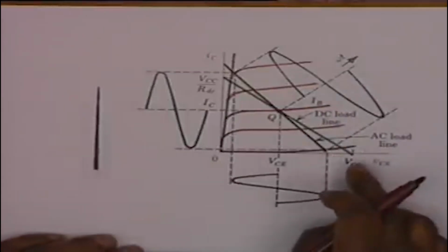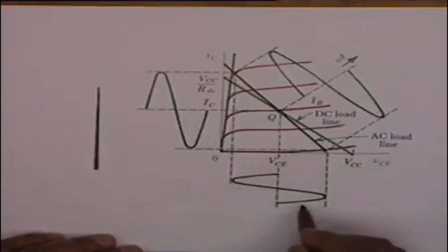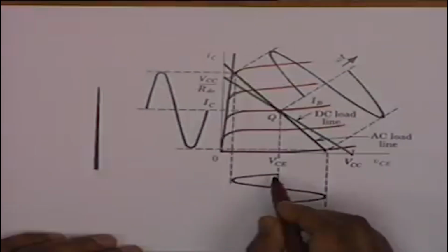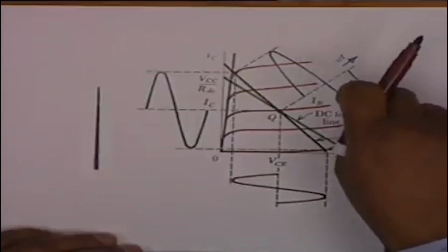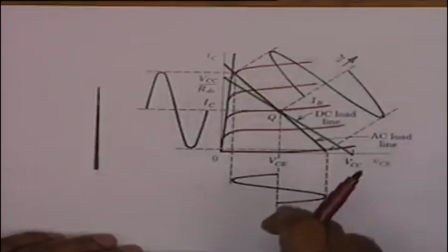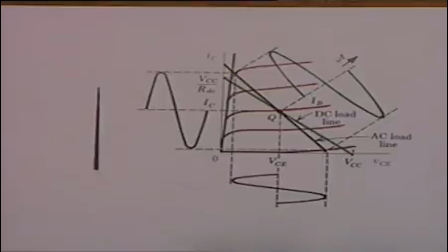The corresponding variations in the collector to emitter voltage is this, and this is out of phase. Isn't that right? When the collector current increases, VCE decreases, and therefore there is a phase change between the base voltage or base current with the collector to emitter voltage.